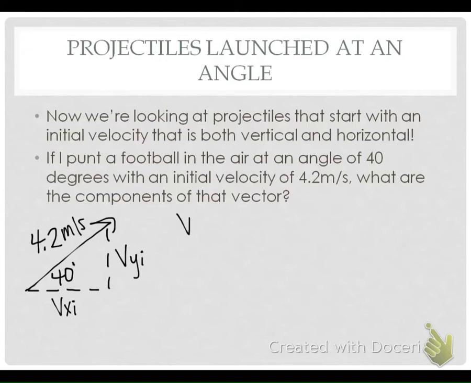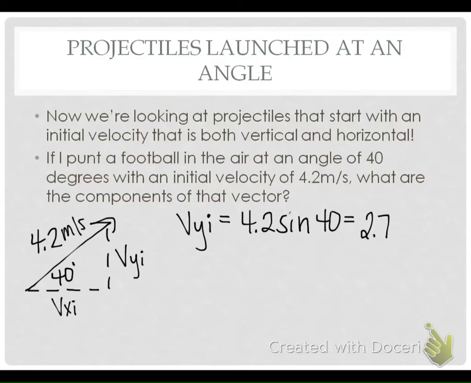So let's go ahead and solve for v sub y I. Is it the opposite or the adjacent side? It's the opposite, so we're going to use sine. So we're going to take 4.2 times sine of 40. What do you get? Oh, for the sine, I got 2.7.